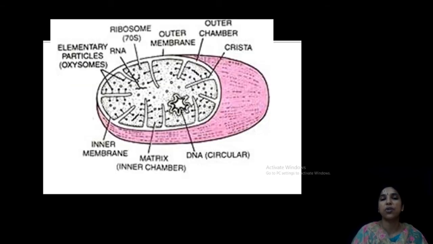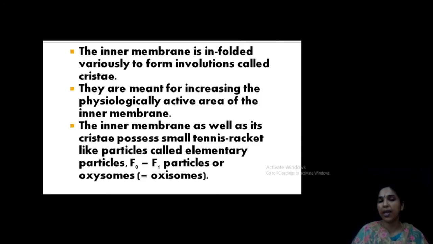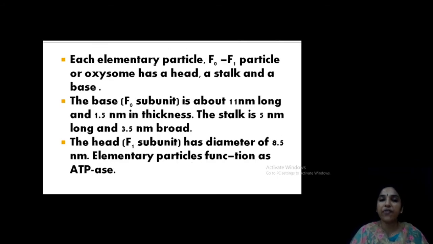In the last picture you have seen the oxysomes or F1 particles, and these are the cristae, or the foldings. Cristae have the oxysomes or F1 particles. Clear? Okay. Now the F1 particles have a head and a stalk. Clear? It has a head, as you already know for the F1 particle, and a stalk.